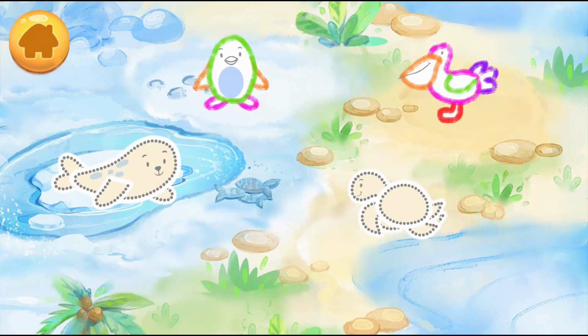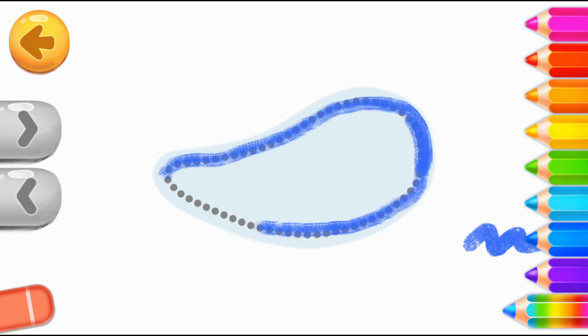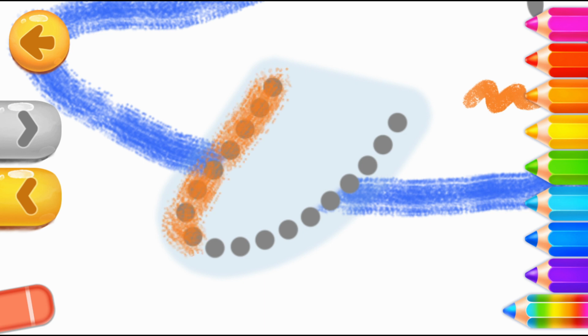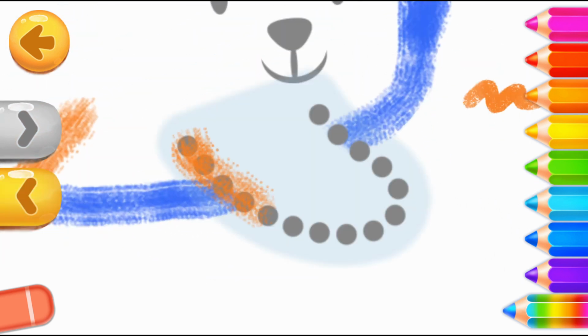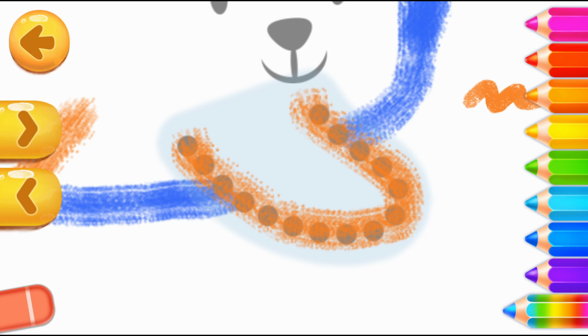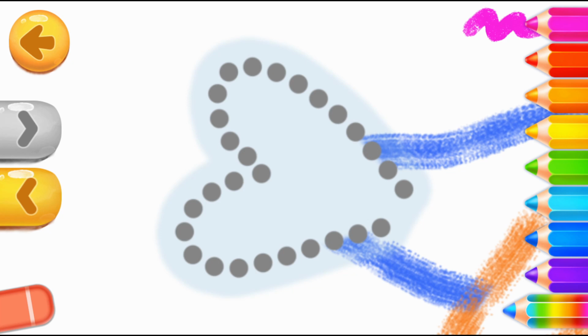Who lives on the seashore? Who do you want to draw? Let's draw a seal. This torso looks like a whale. Try to draw. Flippers, first one. And now the second fin. Draw a tail like a fish.